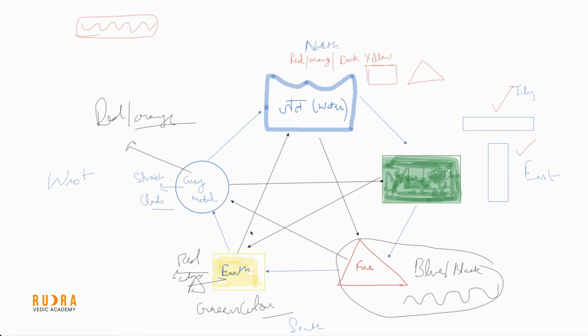If you have fire elements in the West. But then at the same time, the balancer is the earth. So you can have some sort of square things in the West.